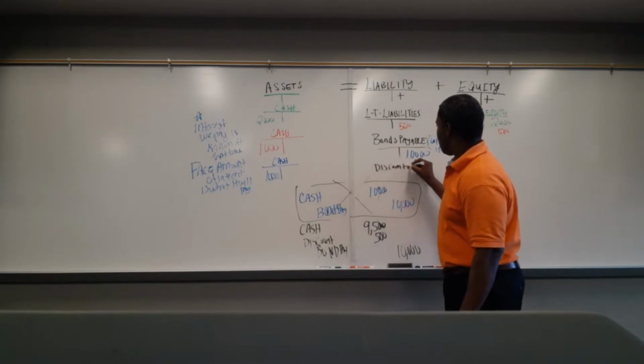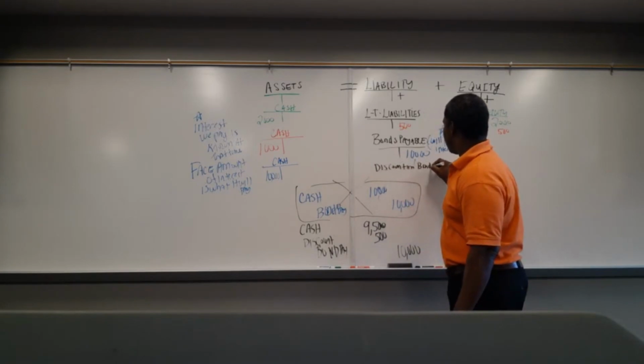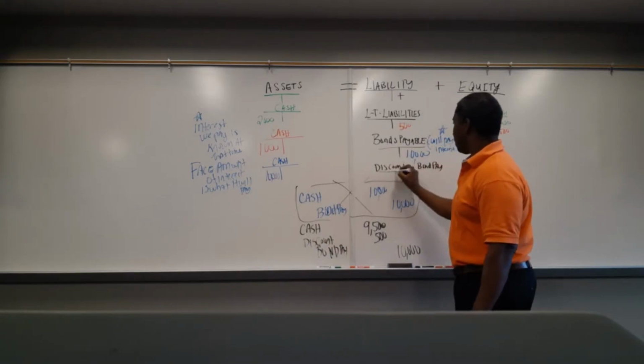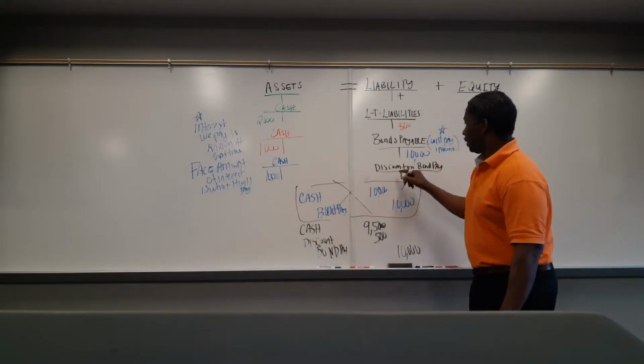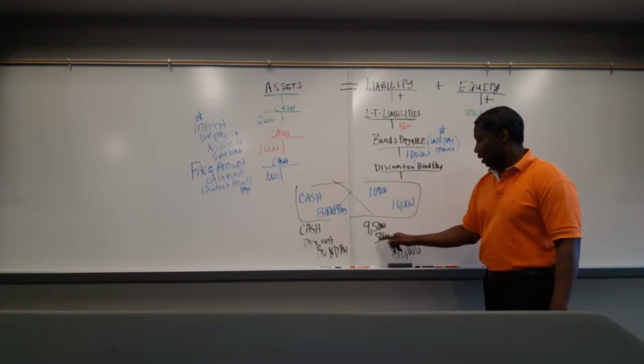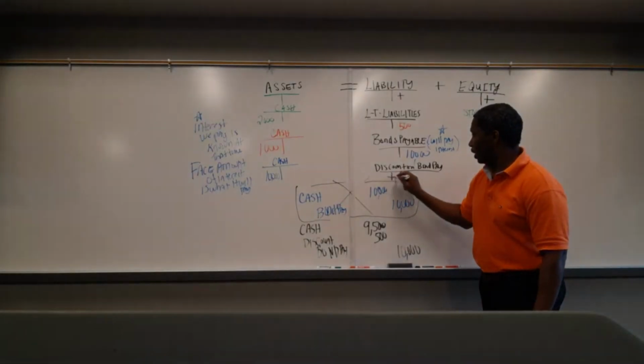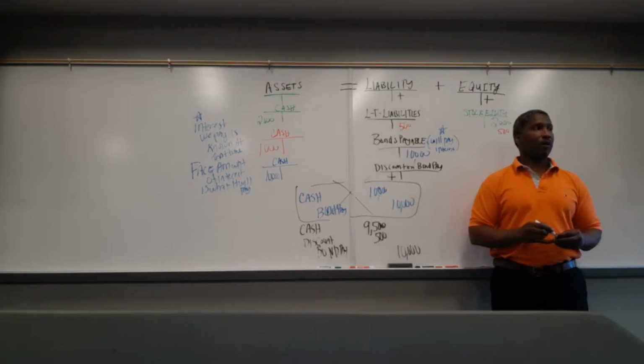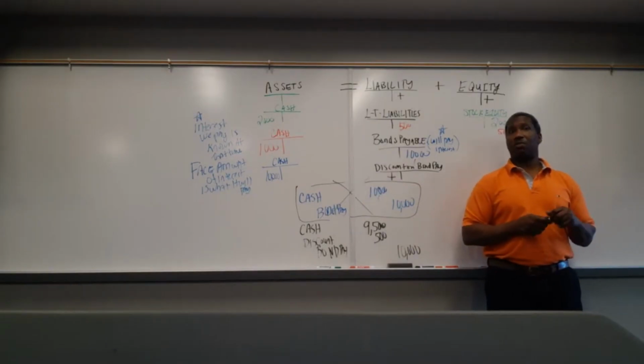So discount on bonds payable. This is discount on bonds payable, and remember, the discount is because we basically lowered the amount of bonds, so it will increase with the debit, okay? So that's issuing the bond at a discount.